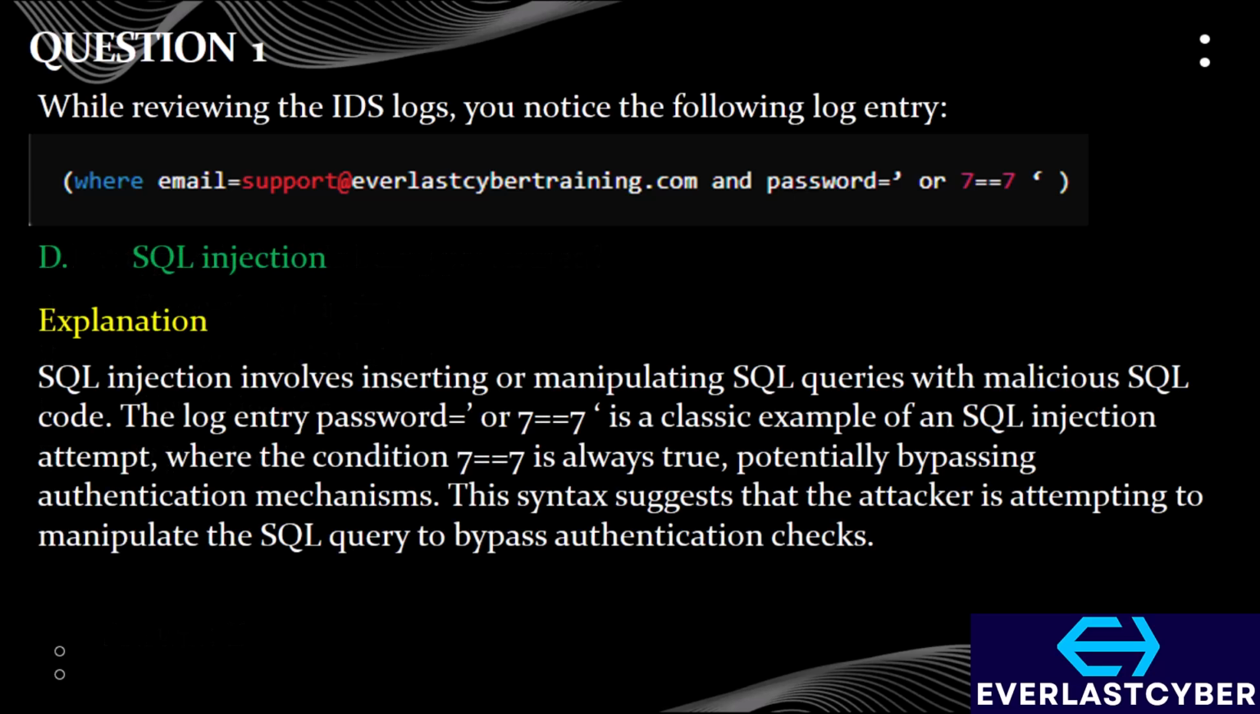SQL injection involves inserting or manipulating SQL queries with malicious SQL code. In this log entry, password equal to or 7 equal to 7 is an example of an SQL injection attempt, where the condition 7 equals 7 is always true, thereby bypassing authentication mechanisms. So this log entry suggests that the attacker is attempting to manipulate the SQL query in order to bypass authentication checks.